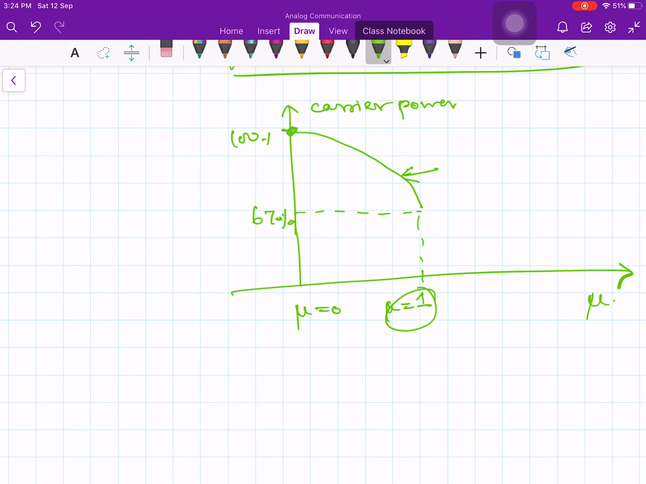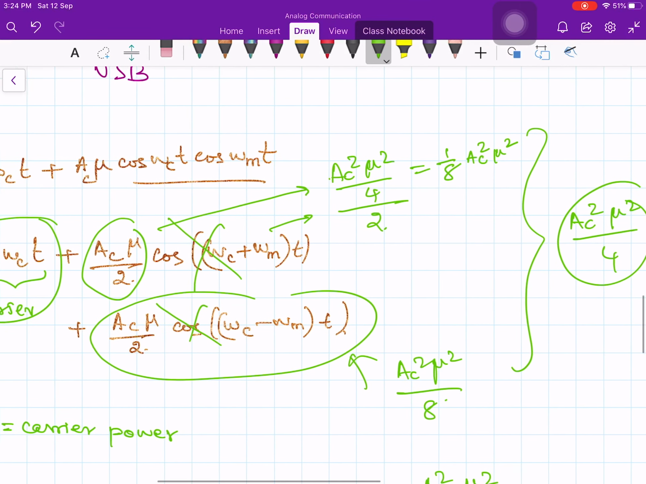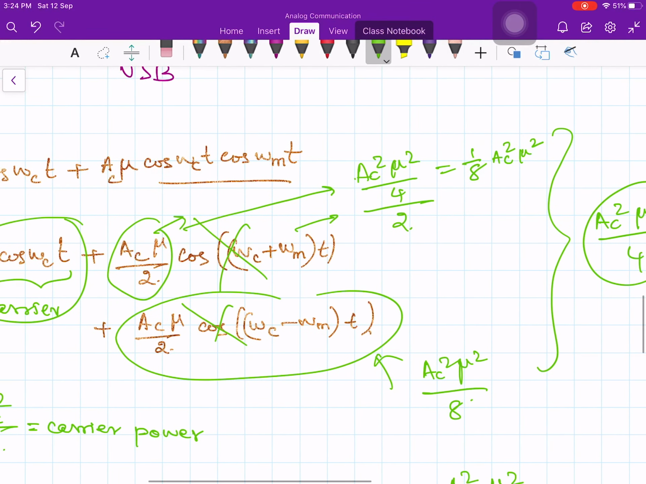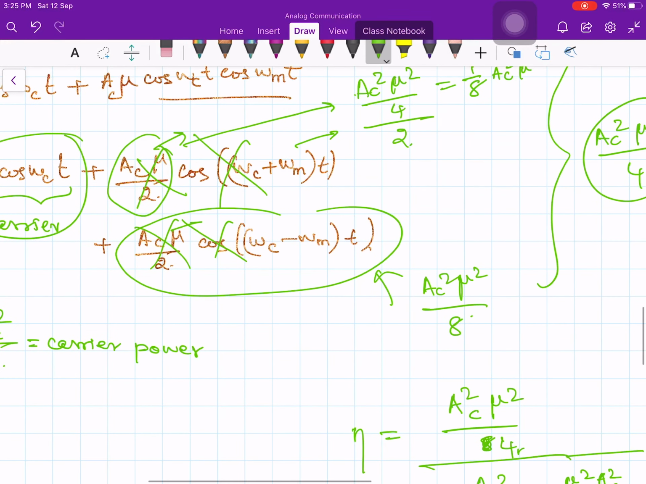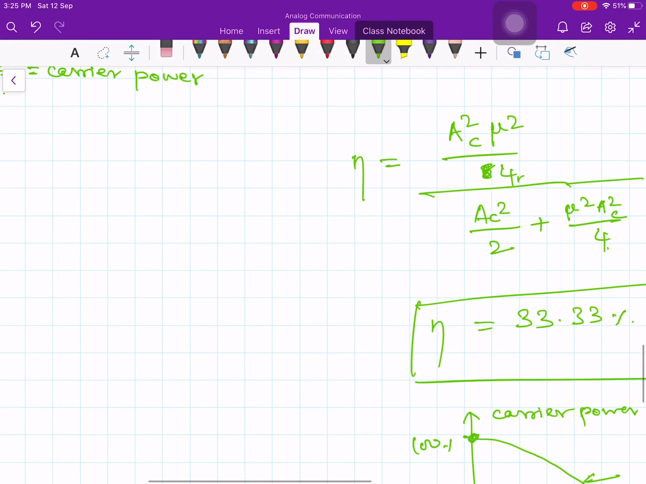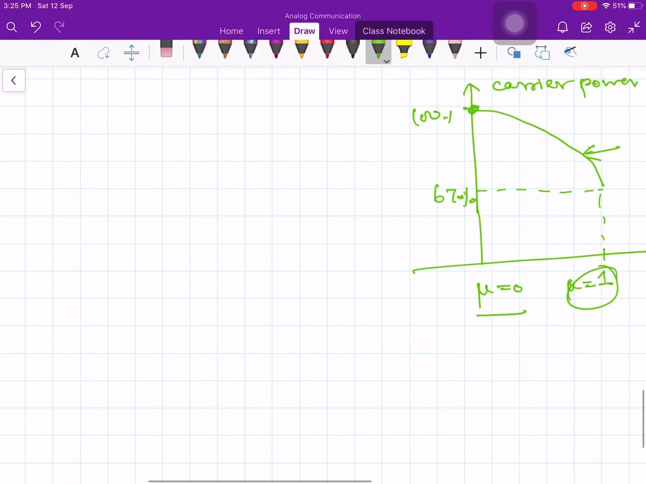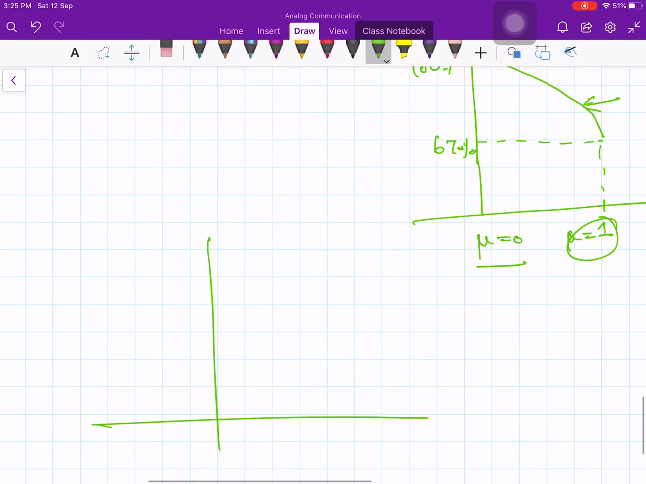So as far as power in the sideband is concerned, if mu equals 0, there is no power in the sideband. If you look at the expression, you will come to know. See, if mu equals 0, no power in the sideband, all are 0. If mu equals 1, then 33% of the power is there in the sideband. Suppose you want to plot, let's say, mu versus sideband power.